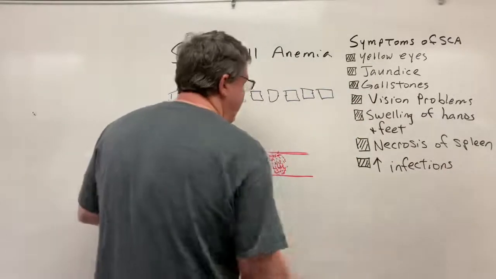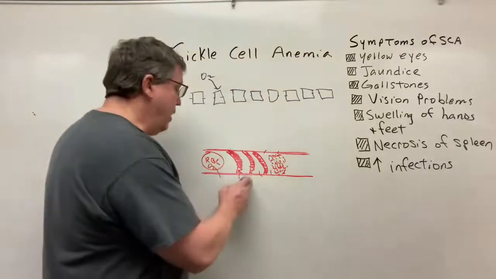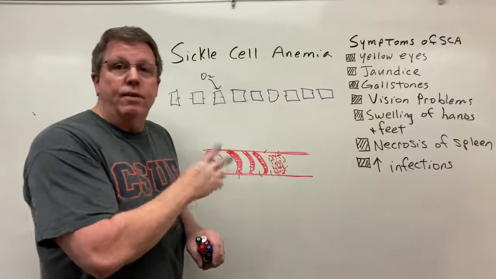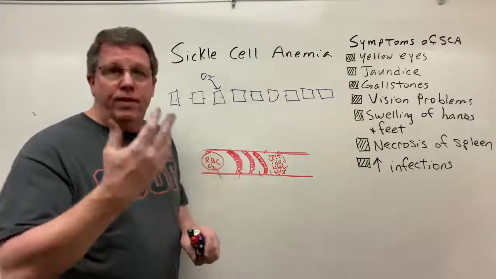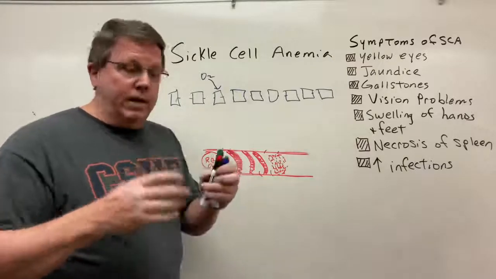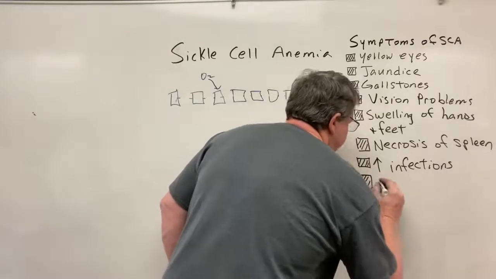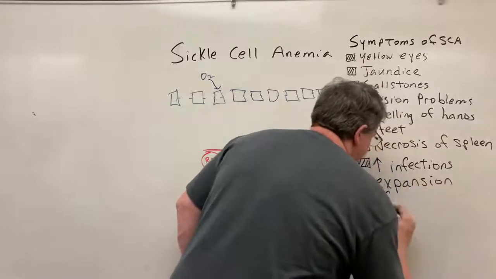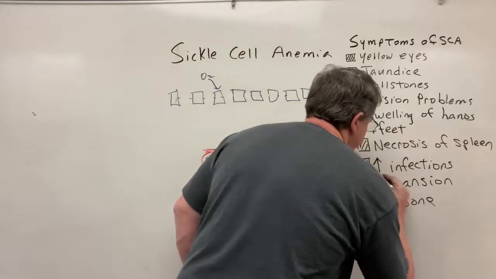The other thing that happens is, like we said, my sickle cells only live about 20 days. My red blood cells live 120 days. So what's going to happen now is your bone tries to make up for it, tries to make more and more red blood cells. So the bone can actually increase in size. So I'm going to put expansion of bone. Okay, I should make this a capital E right here.